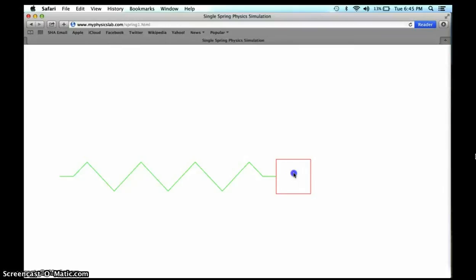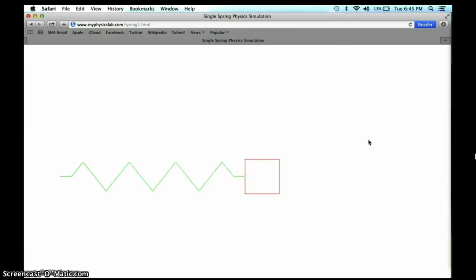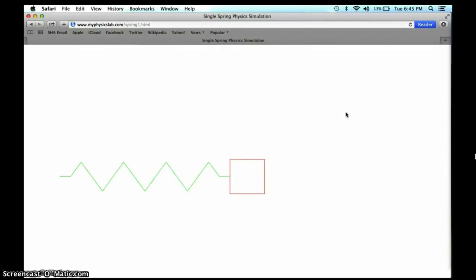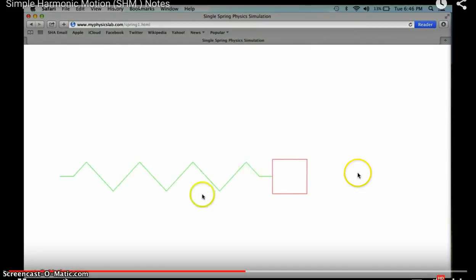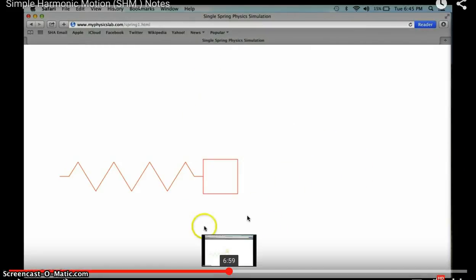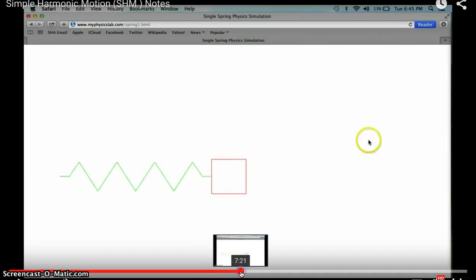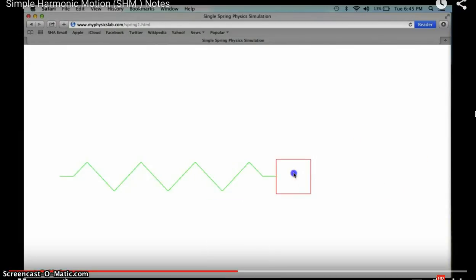Now, something interesting that I want you to watch for is this. Where is the block going fastest and where is it stopped? Where is the block stopping? Where is it going the fastest? Okay, let's watch again. The block is going the fastest when it's at the middle and it is stopped at the edges.